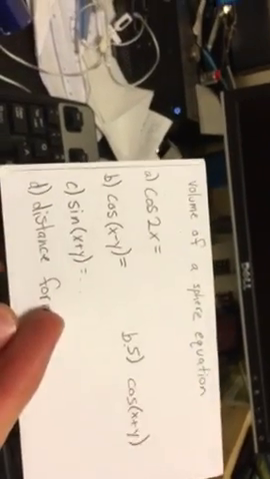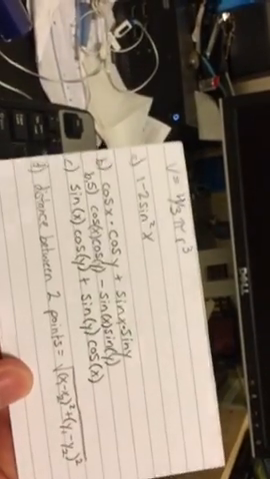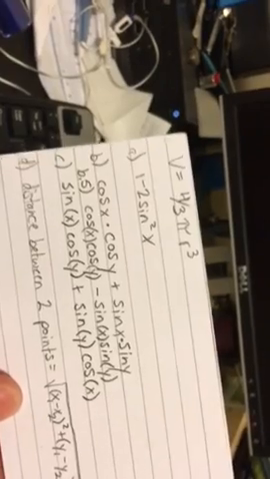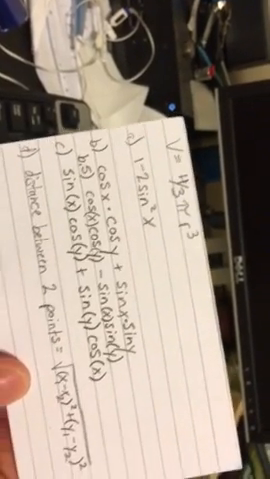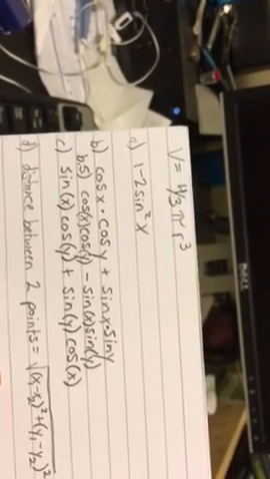Okay, volume of a sphere equation. So there's the volume one. Volume is equal to 4 divided by 3 times pi times r to the third. Okay, r cubed.